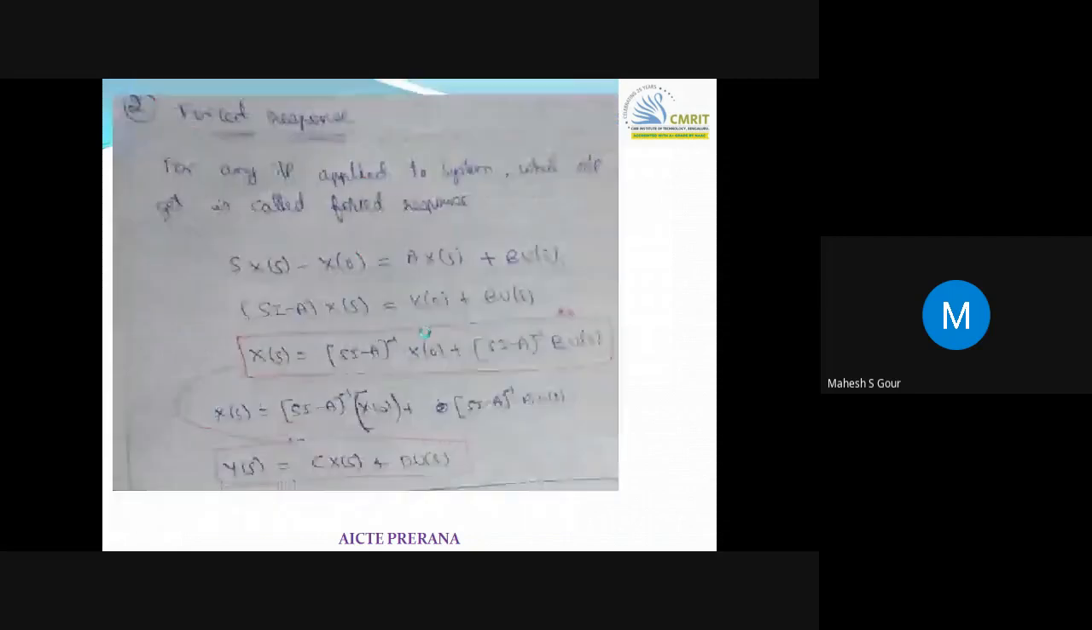Yes or no? I hope you have written this formula, right? So u of t is 0. This problem is based on 0 input response, right? So you need to use this formula to find x of s. After finding x of s, you need to convert to time domain. As you know, multiplication in frequency domain is convolution in time domain, so no need to do that. We will multiply in Laplace domain only.